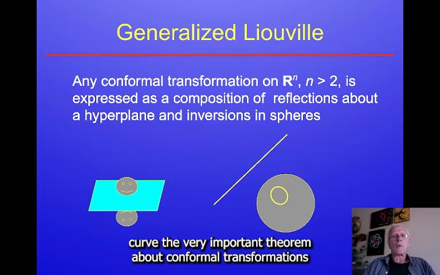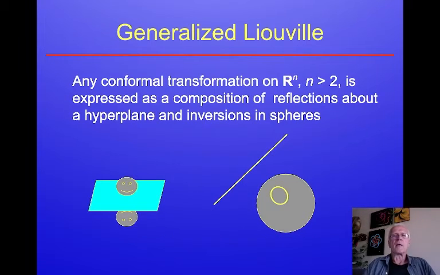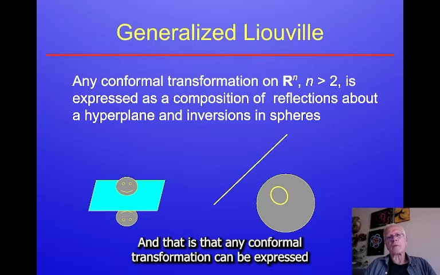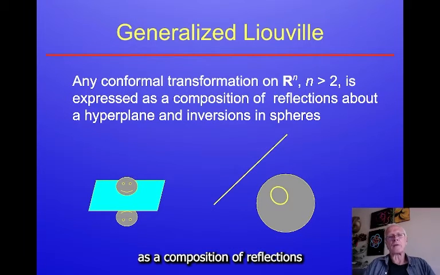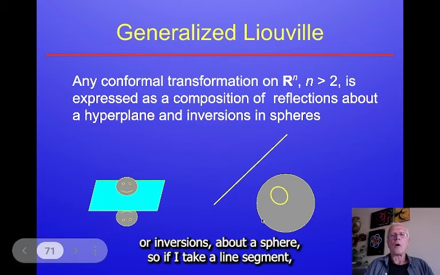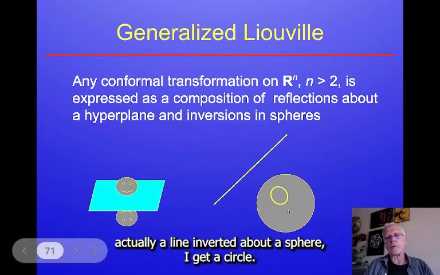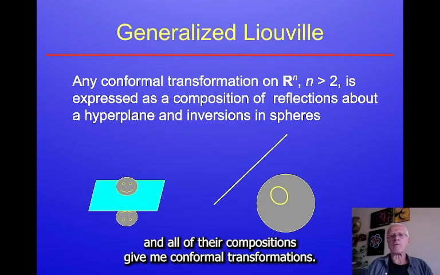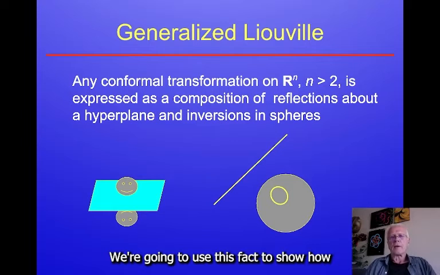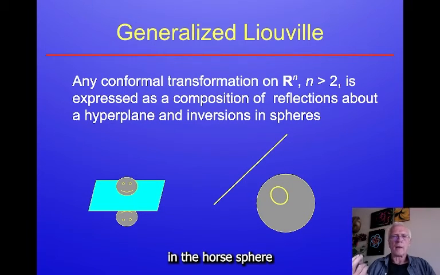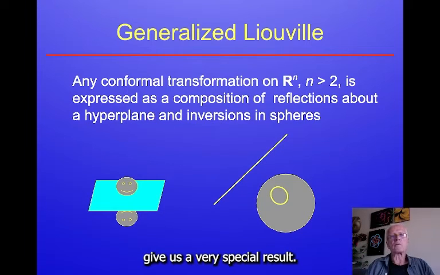Now, Liouville proved a very important theorem about conformal transformations in Euclidean space where n is greater than 2. And that is that any conformal transformation can be expressed as a composition of reflections about a hyperplane, or inversions about a sphere. So if I take a line, and invert it about a sphere, I get a circle. Those two transformations and all of their compositions give me conformal transformations. We're going to use this fact to show how conformal transformations in the horosphere give us a very special result.